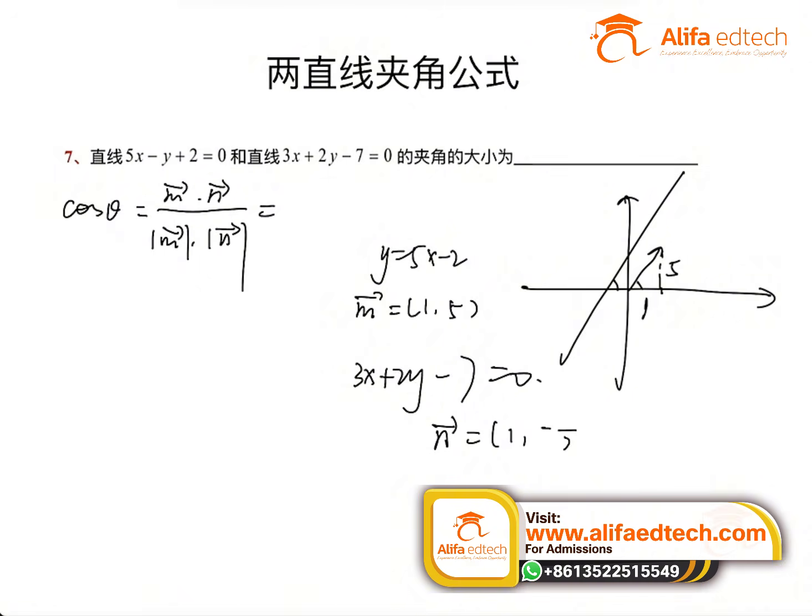This is cos θ, since the range of angles between two lines is 0 to 90 degrees. So when we calculate θ, it must be between 0 and 90 degrees. Let's calculate m · n. That's 1×1 + 5×3/2. Below we have the square root of 1² + 5² multiplied by the square root of 1² + (3/2)². This calculates to √2/2. So the angle θ equals π/4, therefore the angle θ equals π/4.